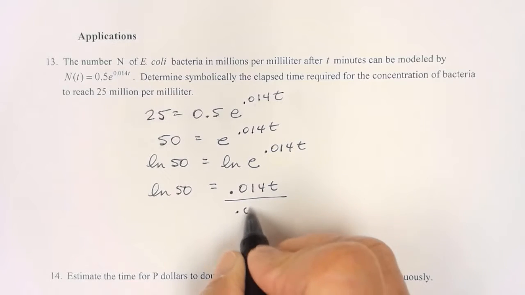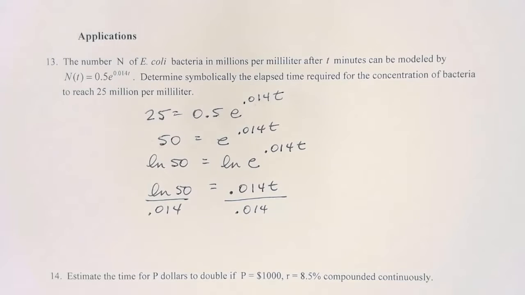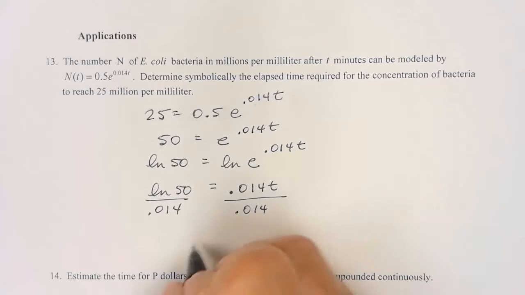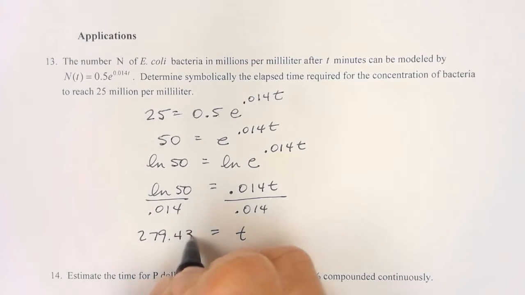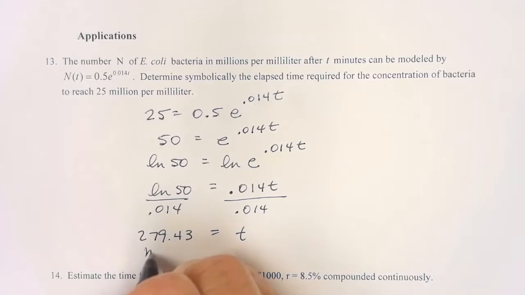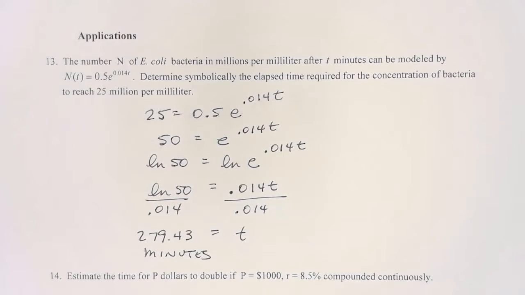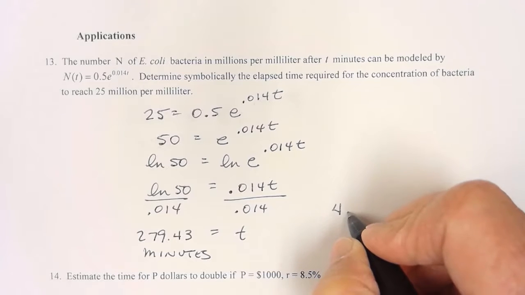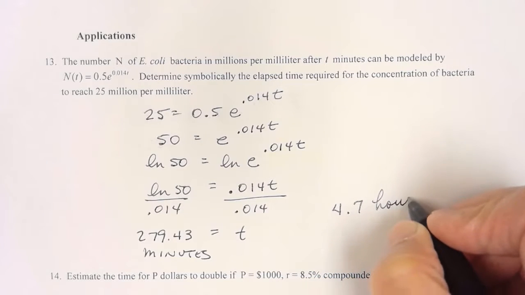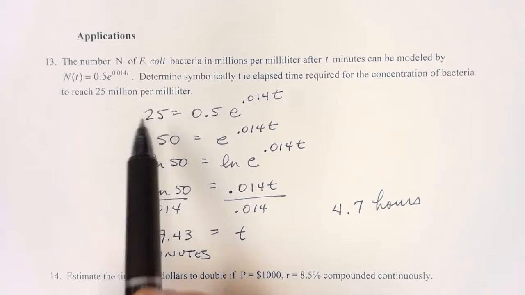Only other thing I've got to do here is divide both sides by 0.014. So take natural log of 50, divide by 0.014. So I've got t is equal to 279.43. The time frame was minutes. While I have it in my calculator, I'm going to divide by 60. So it looks like about 4.7 hours. This E. coli will get to 25 million per milliliter.